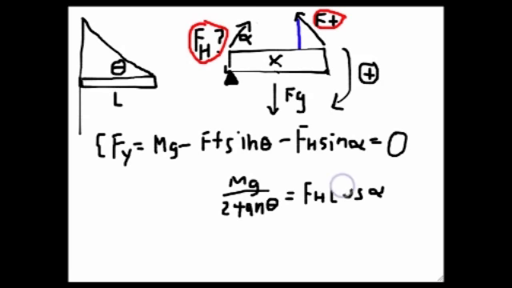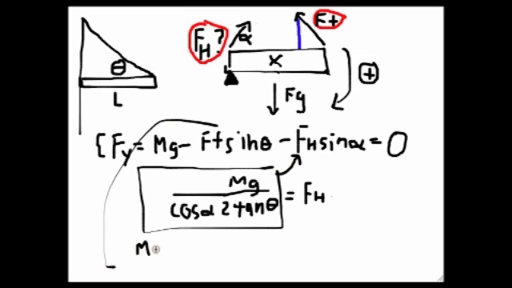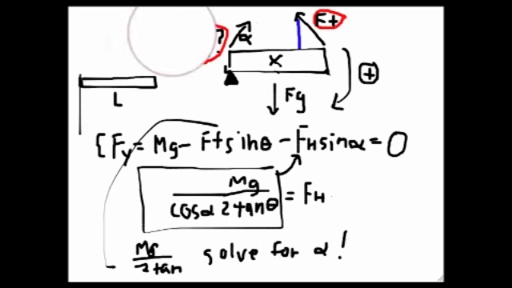Our variables are still alpha and FH. Let's rewrite this so we have an expression for FH that we can substitute into some of the forces in the y direction. Remember that Ft equals mg over 2 tangent theta. We now have enough information to solve for alpha, which we can then substitute back into our equation to find force of hinge. Yay!